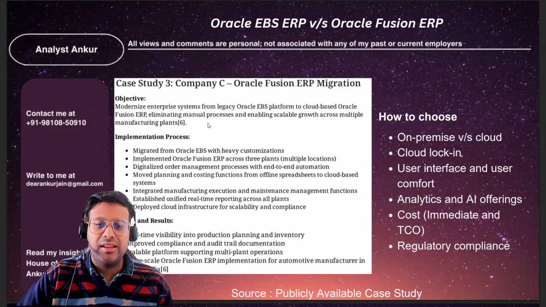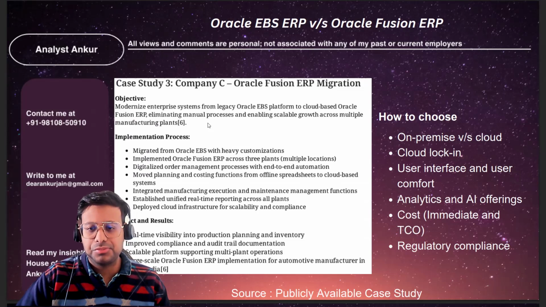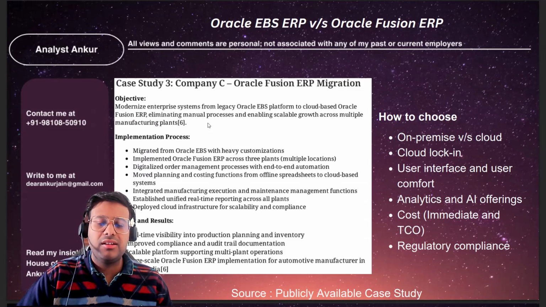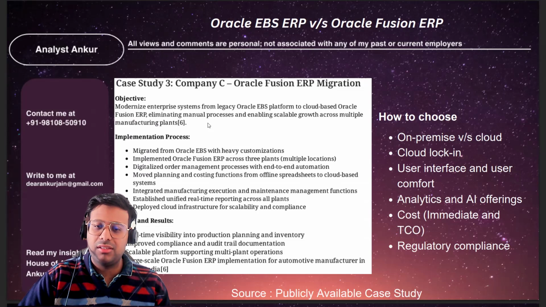They digitalized the order management process. Order management is one of the USPs of Oracle Fusion. Their order management and cost analytics solutions are considered very superior in the market. Enterprise feedback is positive about it, and vendors are also quite happy with the implementation and system integration. They have moved planning and costing functions from offline spreadsheets to a cloud-based system. They have also integrated the manufacturing execution (MES) and maintenance management functions with the cloud, establishing unified real-time reporting across all plants.